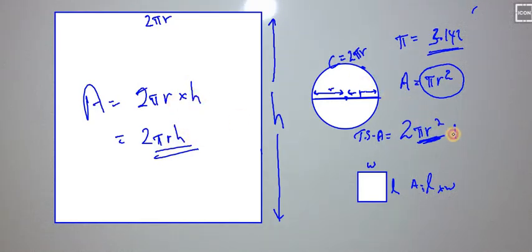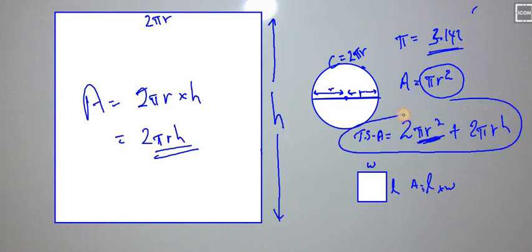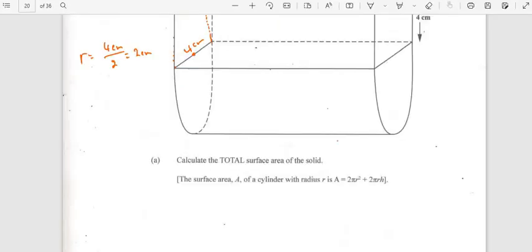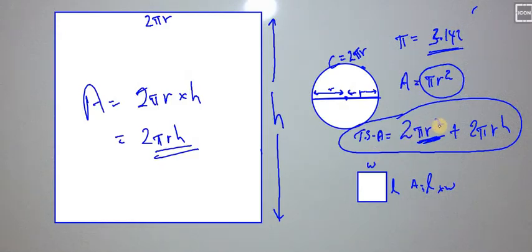And so when I add the curved surface area, with its area being 2 pi r h, we get the total surface area of a cylinder: 2 pi r squared plus 2 pi r h. Now let's look at what they're showing us here and see if it's the same thing we have. 2 pi r squared plus 2 pi r h, exactly what we came up with. So I hope that was helpful.